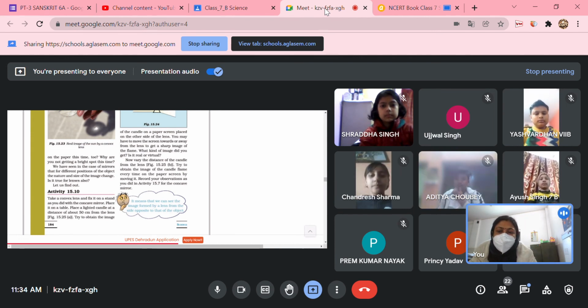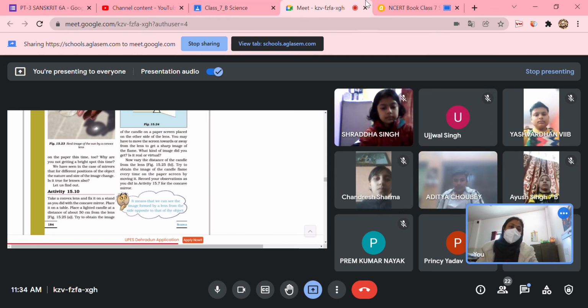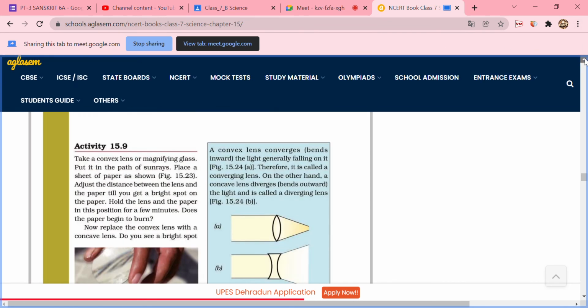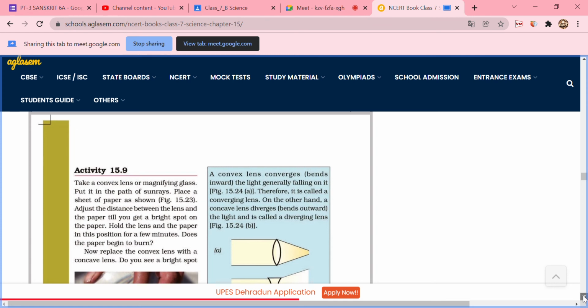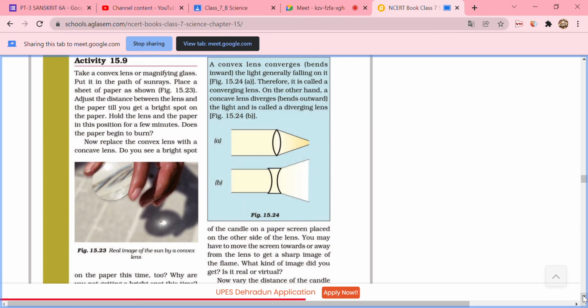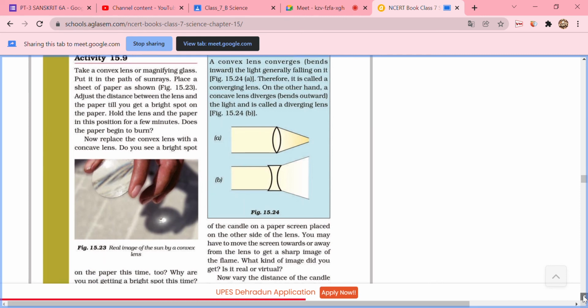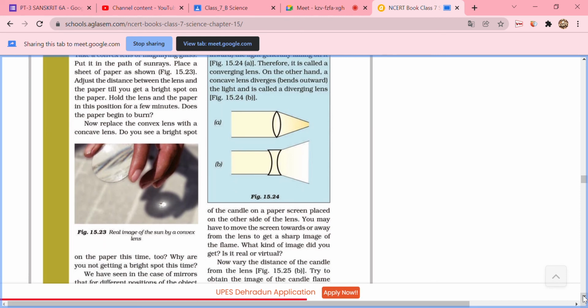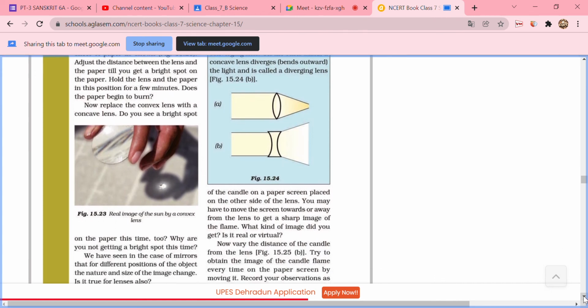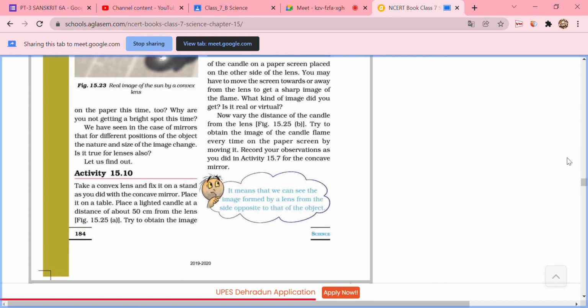Okay, now continue, Aditya. Activity 15.10. Take a convex lens and fix it on a stand, as you did with the concave mirror. Place it on a table. Place a lighted candle at a distance of about 50 centimeters from the lens, figure 15.25a. Try to obtain the image of the candle on a paper screen placed on the other side of the lens. You may have to move the screen towards or away from the lens to get a sharp image of the flame. What kind of image did you get?